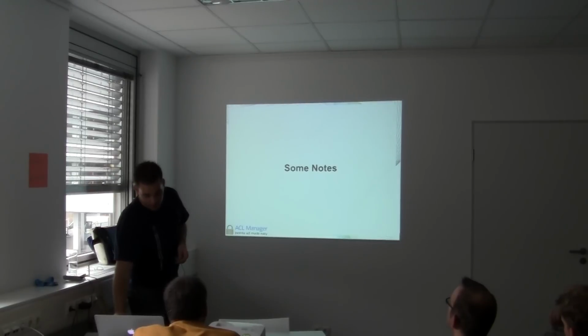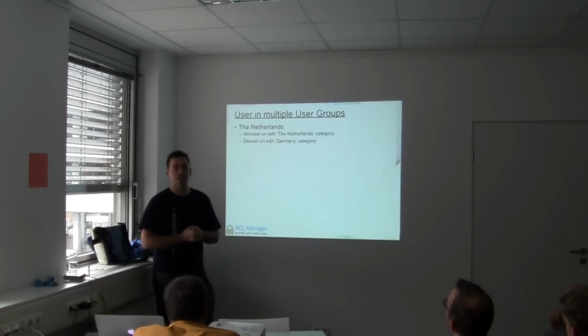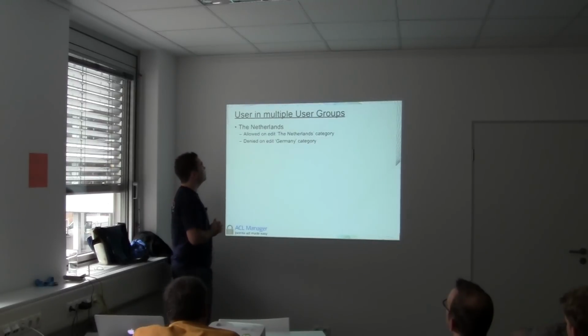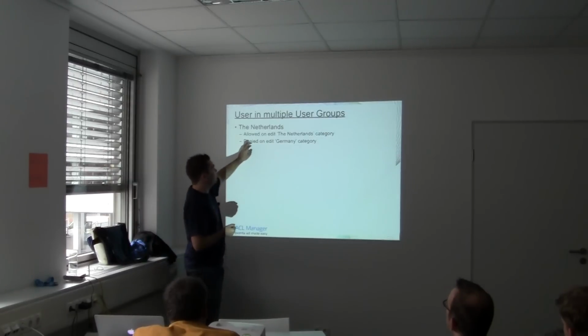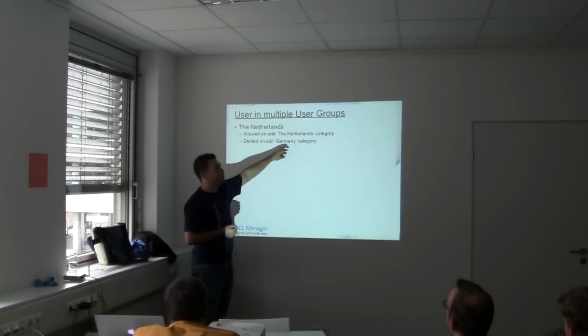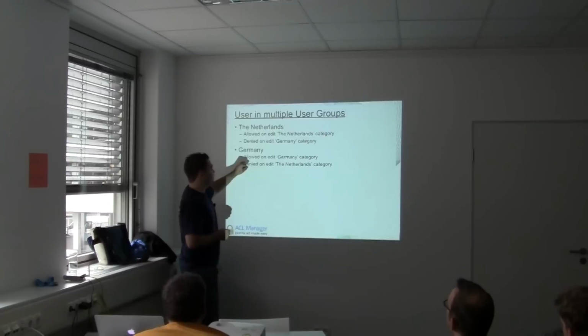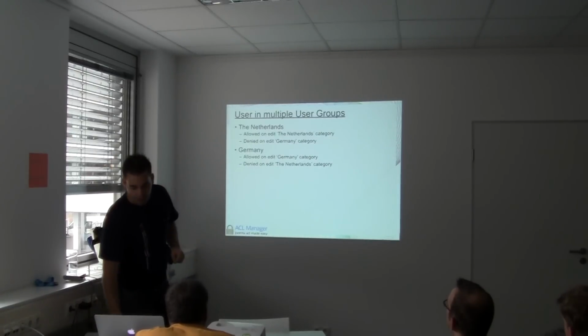Some notes with the Joomla ACL. This is your question. What happens when you have a user assigned to multiple groups and each group has their own set of permissions? For example, we have a user group called Netherlands, and that user group is allowed to edit the Netherlands category. But we set denied for the Germany category. We have another user group, Germany. That user group is allowed to edit the Germany category, but denied under the Netherlands category. When we now assign a user to both groups, what will happen?